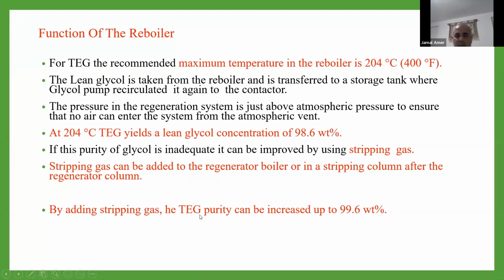If we need to increase the purity, we have to add stripping gas. With stripping gas, we can increase the purity of glycol to 99.6%, because the purity is very important for glycol. The lower the impurities, the more absorption in the contactor will happen, and we will get the required specification and reduce the dew point of the exported gas.